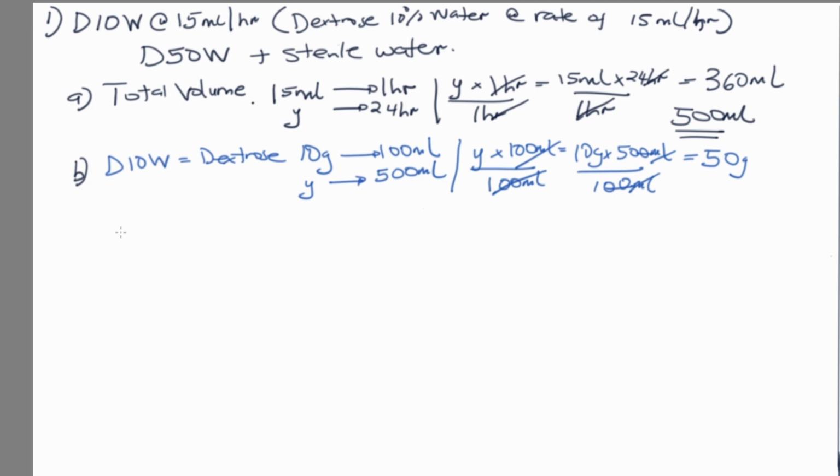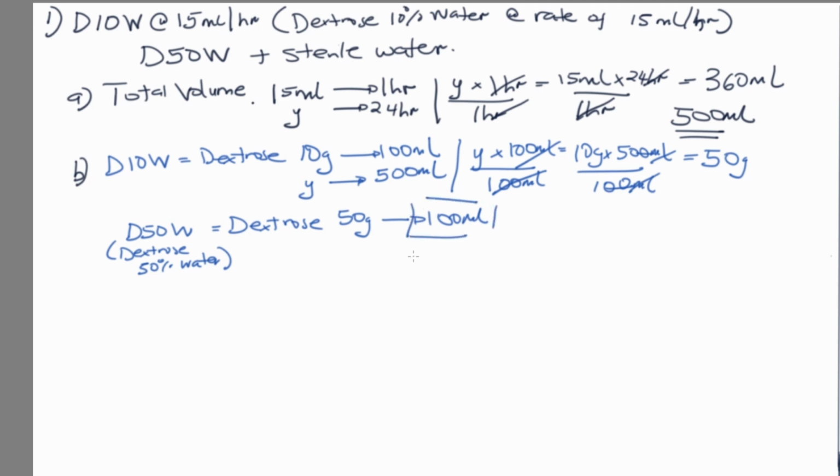So then we ask ourselves about the D50. Now, D50 water is the same as dextrose 50 grams in 100 mLs. So in this case, we've already answered the question. We need 50 grams, and D50, which stands for dextrose 50% in water, has 50 grams every 100 mLs. So we've already answered here. If we need 50 grams, then we will need 100 mLs of D50 to get 50 grams.